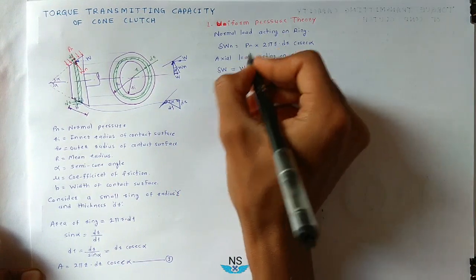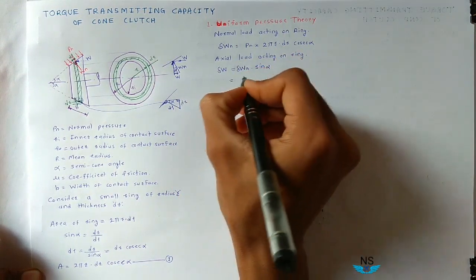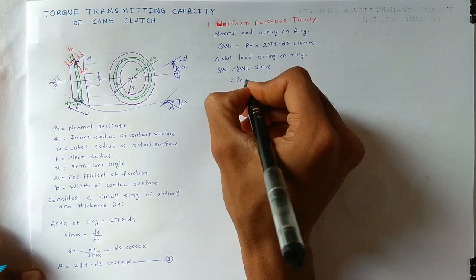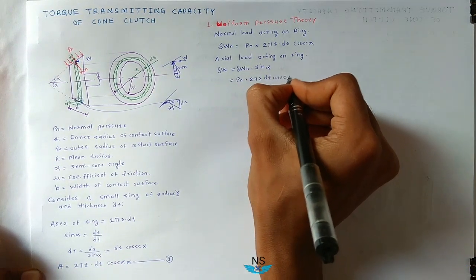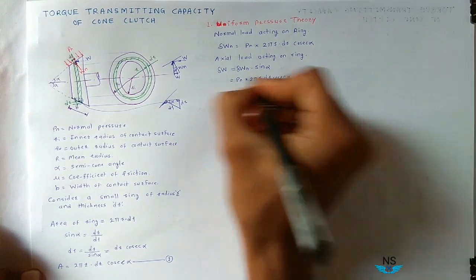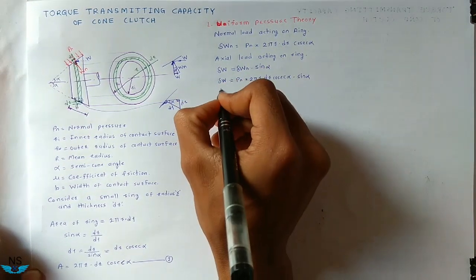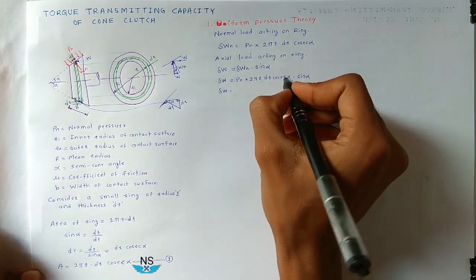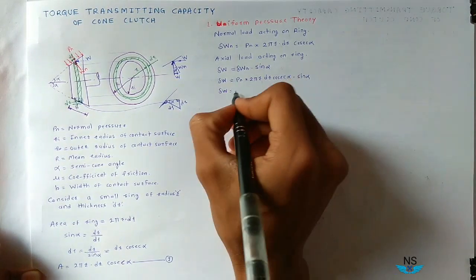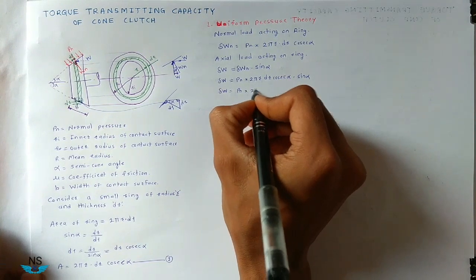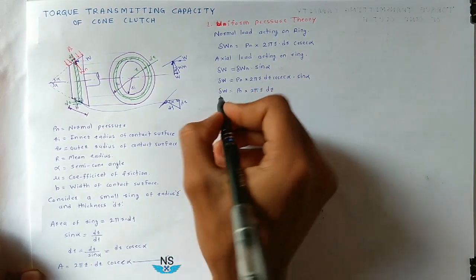So put the value of delta Wn here. So delta Wn is nothing but Pn into 2 pi r dr cosec alpha into this sin alpha. So delta W becomes, cosec alpha is nothing but 1 upon sin alpha. So sin alpha gets cancelled. So delta W equals Pn into 2 pi r dr.